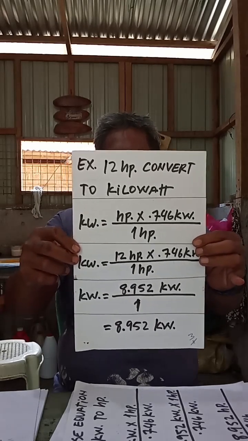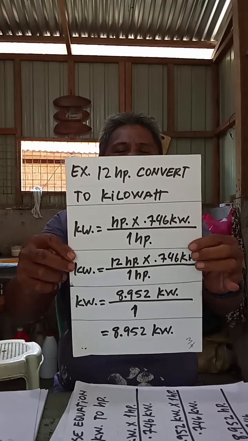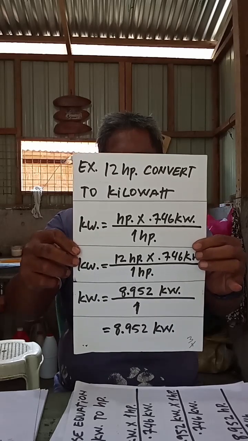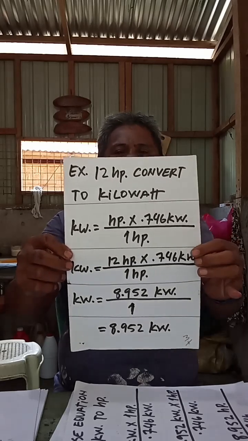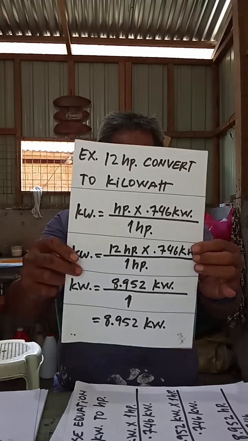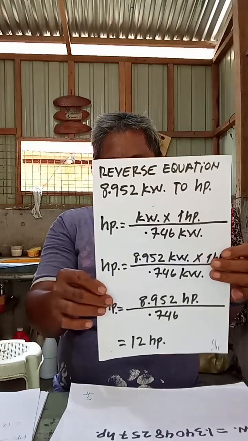So, baba tayo. Kilowatt. 8.952 kilowatt over 1. So, equal 8.952 kilowatt. So, 12 horsepower is equal to 8.952 kilowatt. So, reverse tayo. Reverse equation, checking.